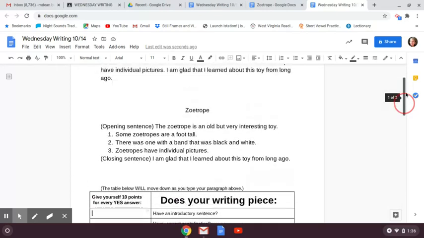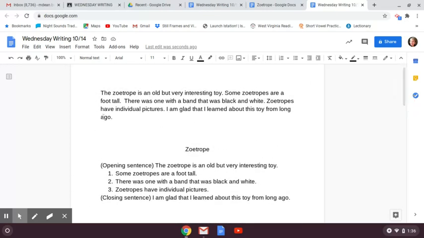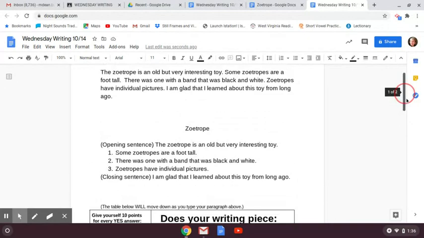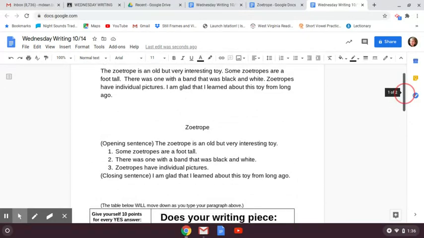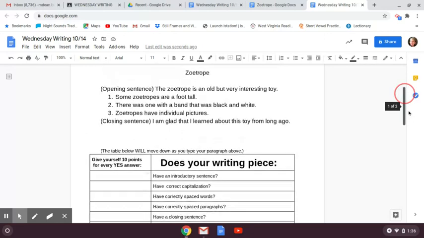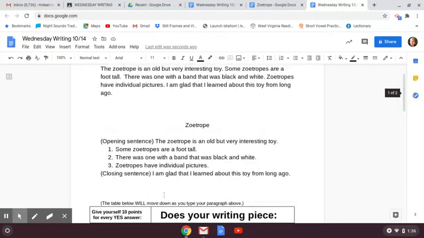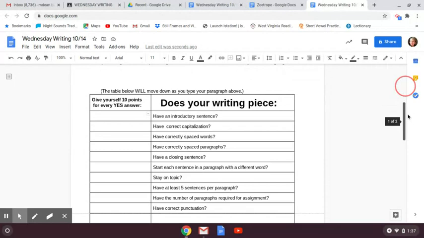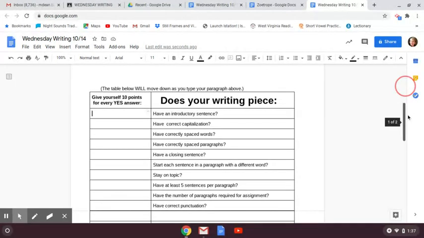Did I have my words spaced correctly? Yes, now I do. I backed everything up. It's not in a list of sentences. It's all in my paragraph. Everything's spaced out nice and neat. Do I have a closing sentence? Yes. It says, I am glad I learned about this toy from long ago. Did I start each sentence in the paragraph with a different word? Yes. And I checked that when I was down here. So I made sure. Did I stay on topic? We were positive about that.